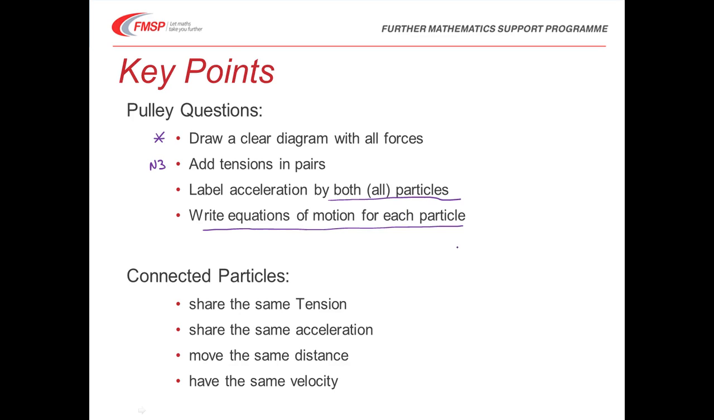So what is it that connected particles share? Well, typically you've got the same tension at either end of the string or the tow bar acting on both particles, but in opposite directions. If they're connected by an inextensible string, once they move, they're going to share the same acceleration. And they're going to move the same distance. And if they're speeding up from rest, they'll reach the same velocity. Let's see some questions then.